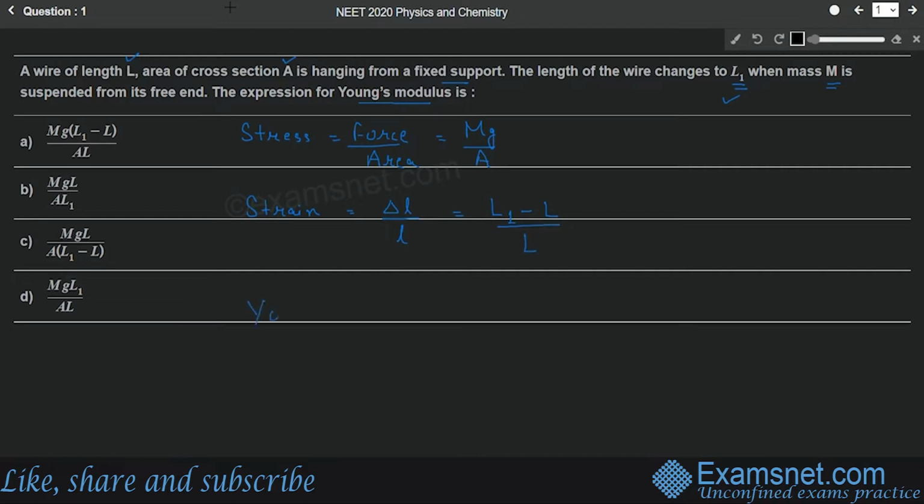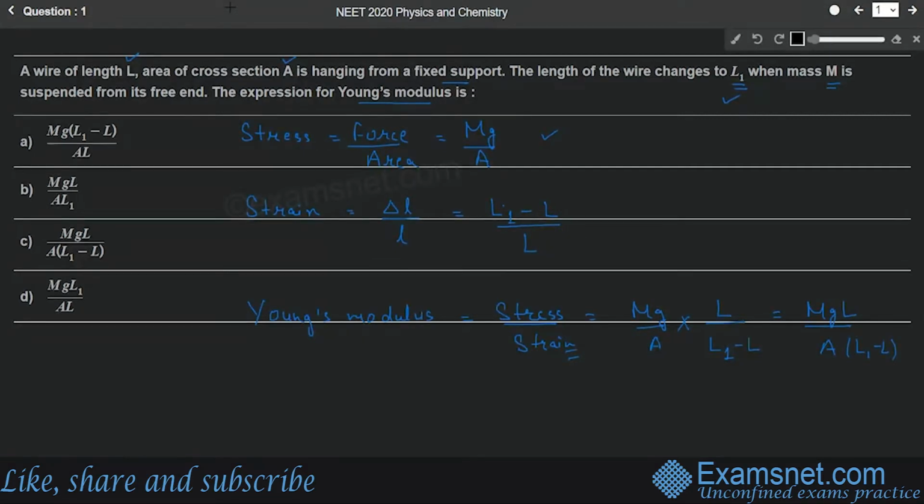Now we can easily find the Young's modulus. This is equal to stress divided by strain. So we'll put the values of these two quantities that we have just found out. Stress is Mg divided by A and strain is L1 minus L by L. So this is in division, so we'll write L divided by L1 minus L. So we can write it as MgL divided by A into L1 minus L.